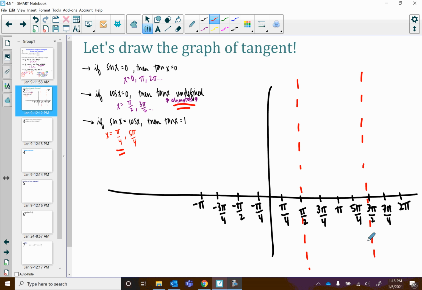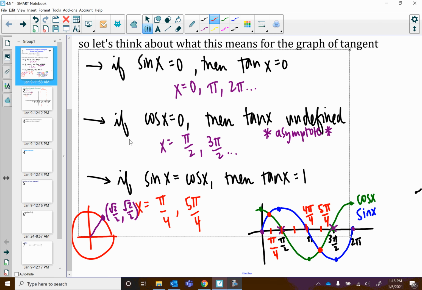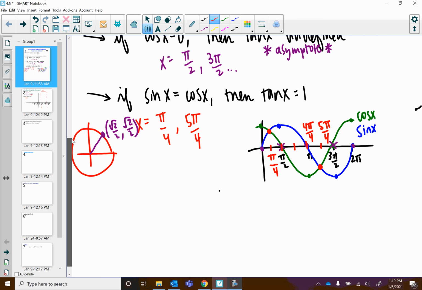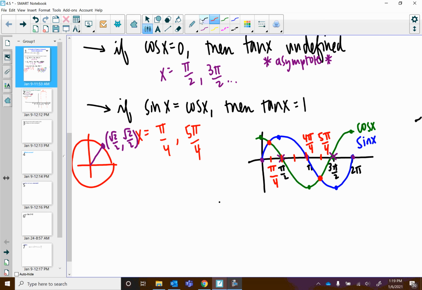Now, I notice that the distance between pi over 2 and 3 pi over 2 is pi. And it's a pretty good guess then that each asymptote is going to be pi distance away, because just like sine and cosine, tangent repeats itself. Now, if I want to be totally sure, I could go back and look at my graphs of sine and cosine for a second and maybe keep sketching cosine, right? Because that's where tangent will be undefined.